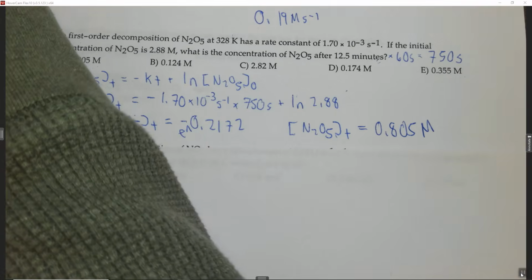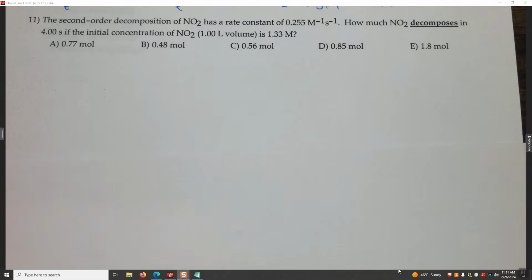All right, let's skip to the next question. It says the second order decomposition of NO2 has a rate constant of 2.55 per molar per second. How much NO2 decomposes in 4 seconds if the initial concentration of NO2 in 1 liter of volume is 1.33 molar? Now, this has got a lot of extra math in it that's a little bit unnecessary. And if you look at the answer key, you'll see I selected the wrong answer the first time, and I'll show you why. This one tripped me up a little bit.